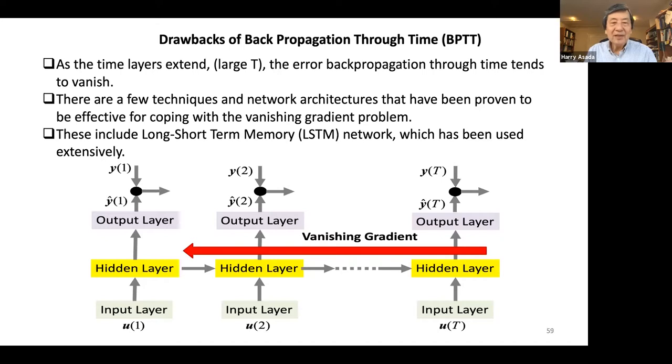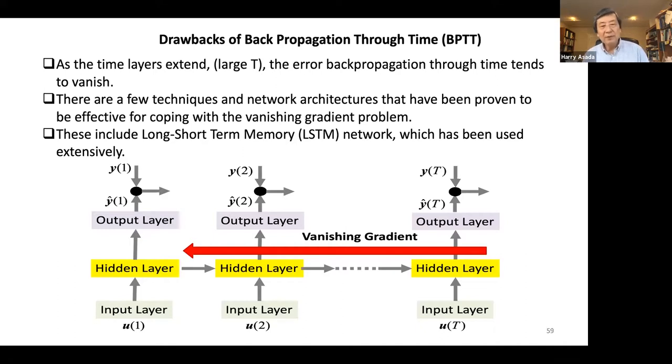Of course, this one has a big drawback because as the time layers extend, with large T, the error backpropagation through time tends to vanish. That's the same problem, right? There are a few techniques and network architectures to alleviate this problem that have been proposed and proven to be very effective to cope with the gradient vanishing problem, right?